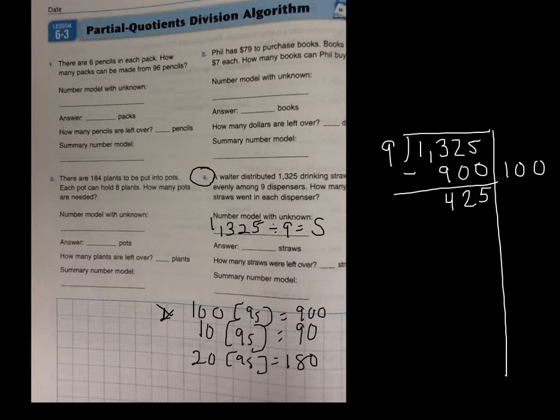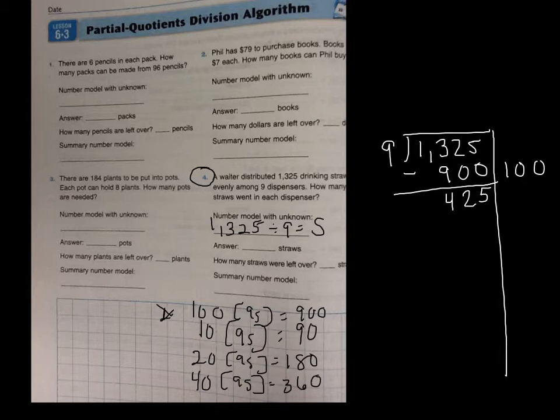Okay, let's go back to our groups. Do we have one that's pretty close to 425? No, not yet. So let's do some more. I think if I double 20, if I do 40 groups of 9s, that might be close. What is 40 groups of 9s? Right, 360. That looks pretty good.